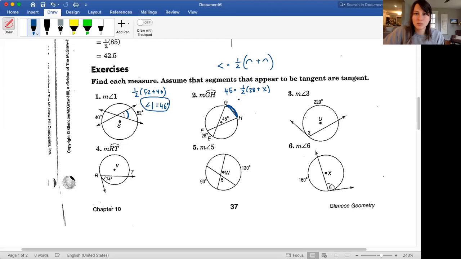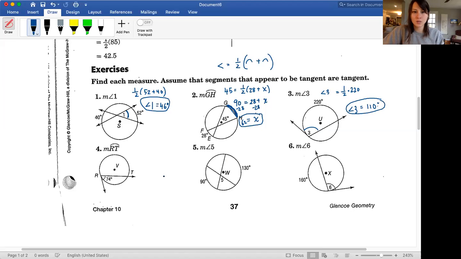I'm going to multiply by 2 on both sides. So 45 times 2 is 90. And then I have 28 plus 8x minus 28 on both sides. And the answer is 62. So when in doubt, use the template equation and plug in what you know. Looking at angle 3. So that is 1/2 of the intercepted arc, which is 220. So 1/2 times 220 equals angle 3. So angle 3 is just 110, right?